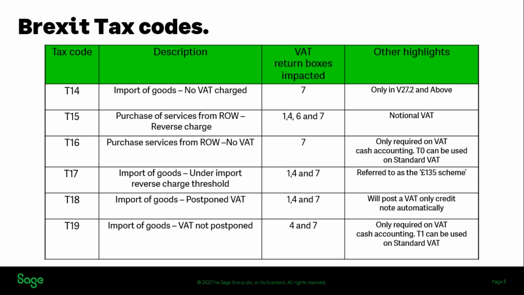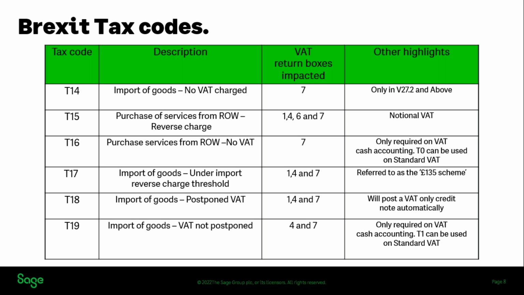So the first one there is a T14, and this is the import of goods from the rest of the world, so anywhere outside the UK, and no VAT is charged. So in this case, we need to just impact box 7. So if we wanted to do that, we can use the T14 tax code in order to achieve that on our VAT return.